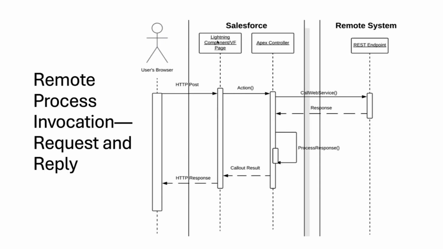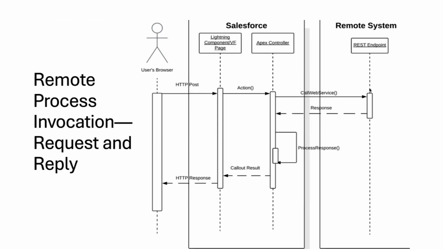So this is the Lightning Web Component or Visualforce page from the Salesforce side, and this is the Apex controller. So in the Lightning component, maybe we can have one record called the order record. Inside the order record, we may have one button called process order. So when we click the process order button, what it does is it calls the Apex class, and the Apex class makes the web service call to the remote system.